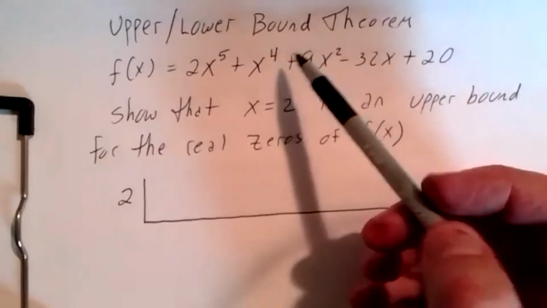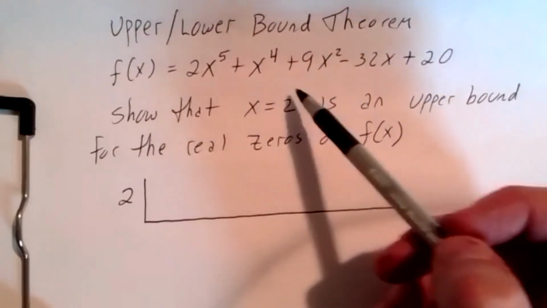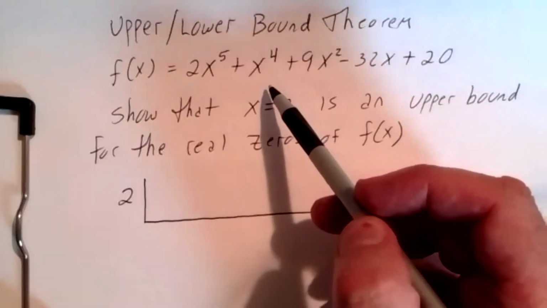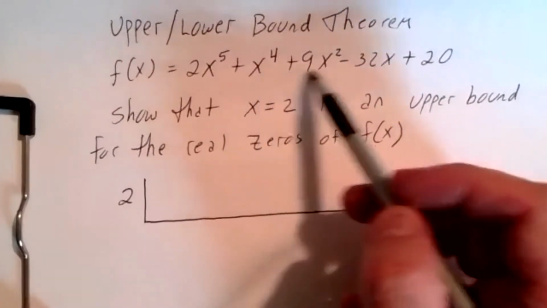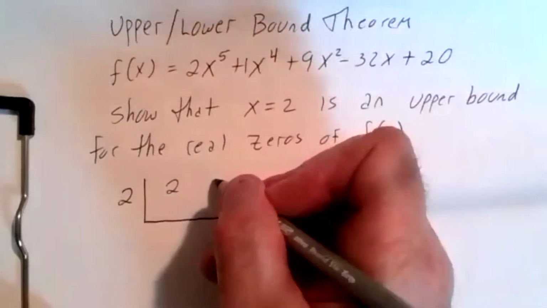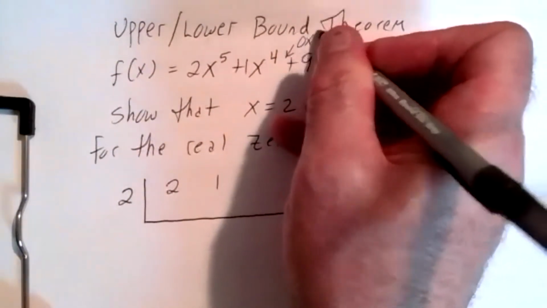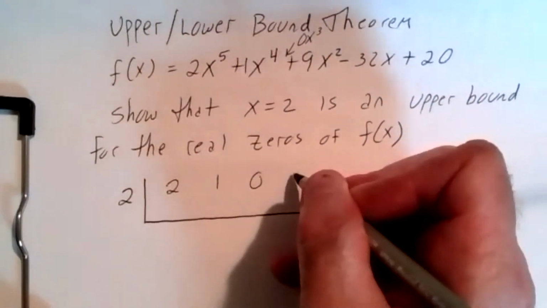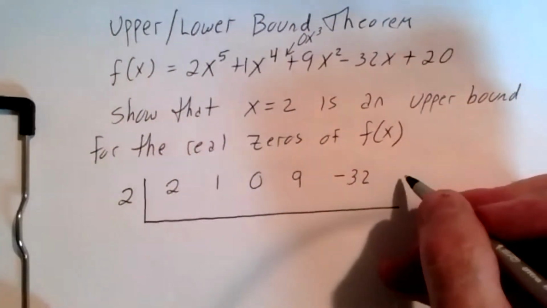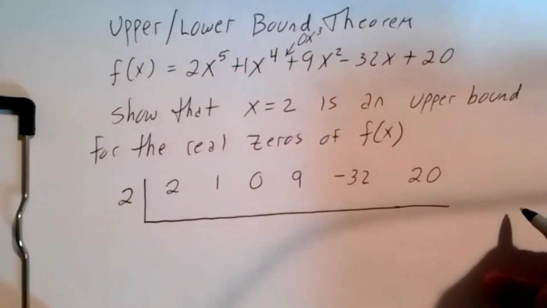And notice, wait, do we have to put placeholders in here? Yes, we need a placeholder. We're missing a third degree term. So 2, 1, 0. You've got to put a placeholder in here, 0x cubed. So 0, 9, -32, and 20. Okay. Everybody see that there?